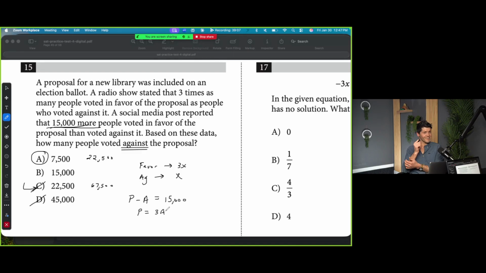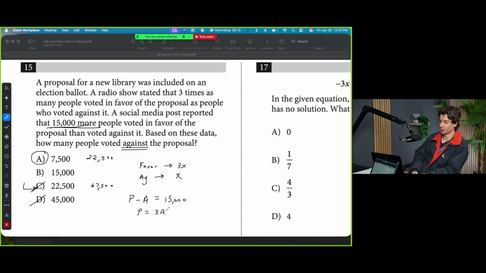Yeah, if you switched your ratio, which I've done a lot as an engineer, you could write 3P equals A because you're like, oh, totally, 3 times. It's easy to get backwards.